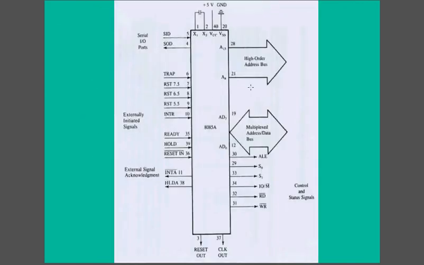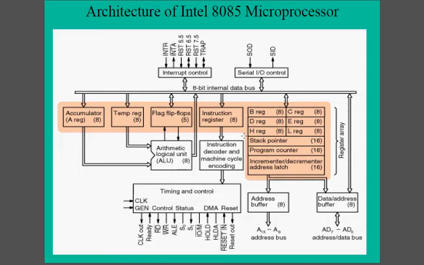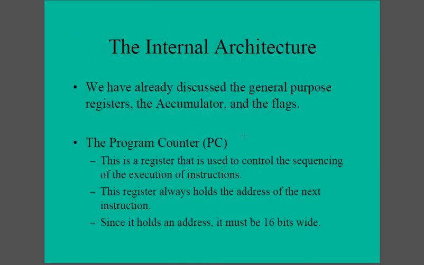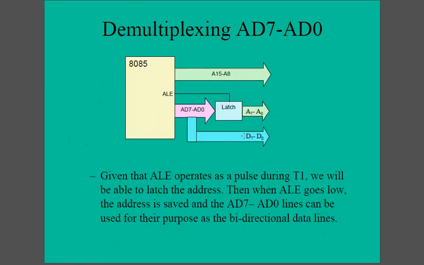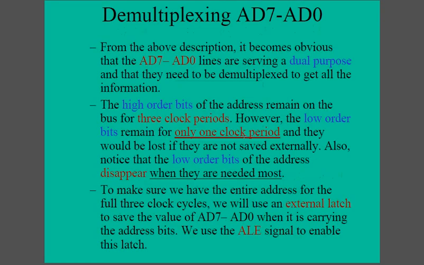Yeah, the high order bus has no issues because it will remain as the address bus for the 3 clock cycles. The issue is with the low order bus, because you have to switch it from the address to the data. So that's why they introduce the latch. A latch is kind of like a temporary storage to store whatever value.